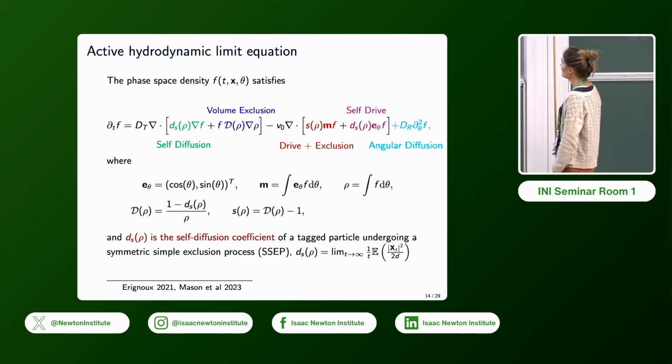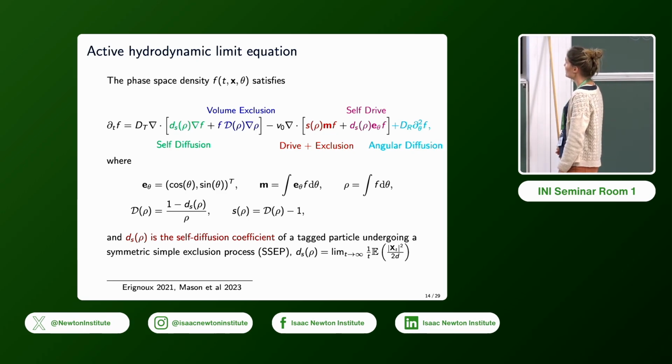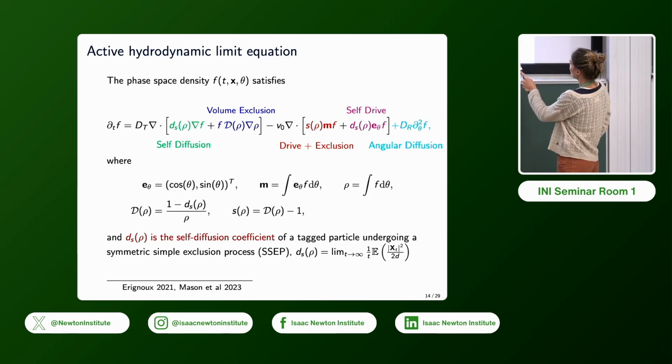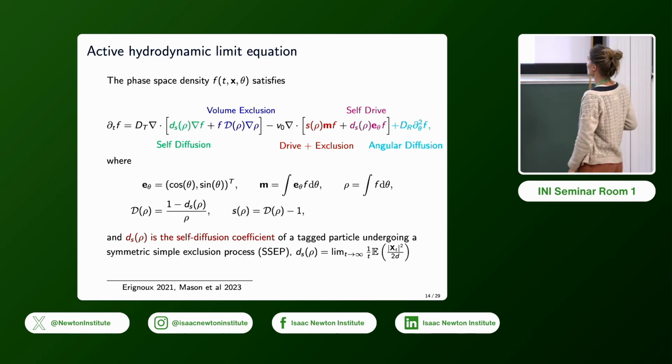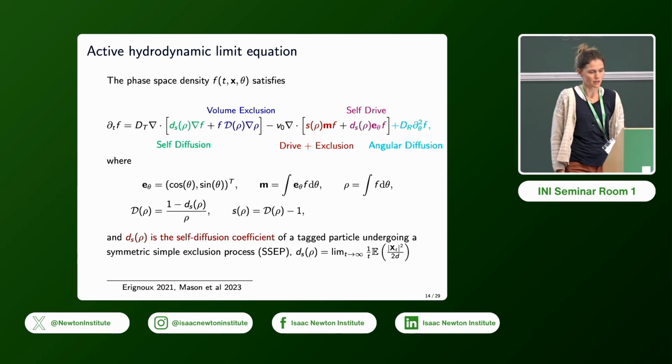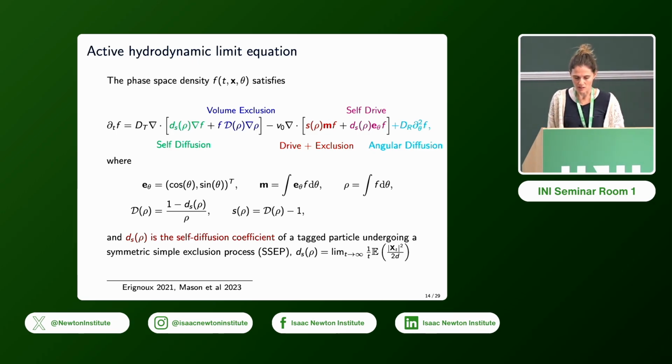Okay, so basically, in the self-propulsion term, you only have what you would expect from just having one active particle, but then with this reduction, 1 minus rho in the self-diffusion. Okay. So anyway, we have this PDE that we have.